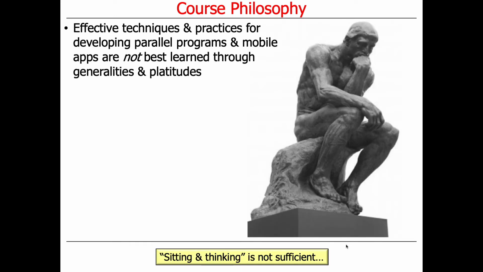So how do you learn to take advantage of this stuff? Well, one way to do it would be to spend a lot of time reading papers and theoretical theses and treatises on the concepts of concurrency and parallelism. And we could talk a lot about the concepts, and we will, but we need to do more than just talk about concepts. It's really important to do more than just sit and think.